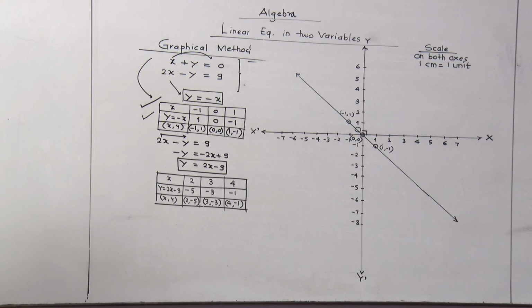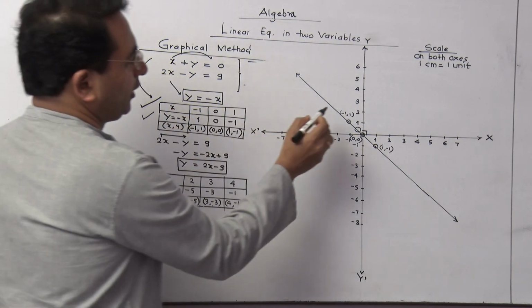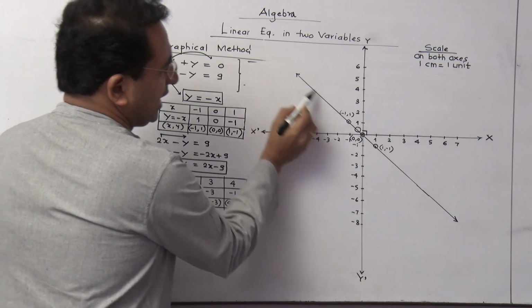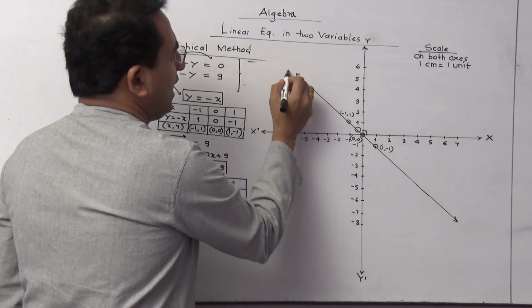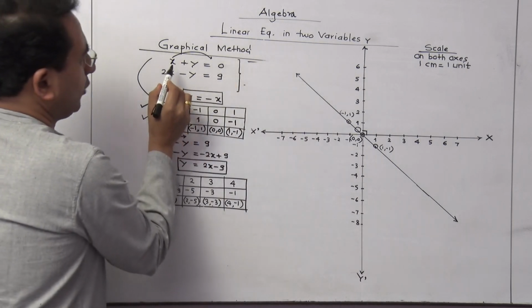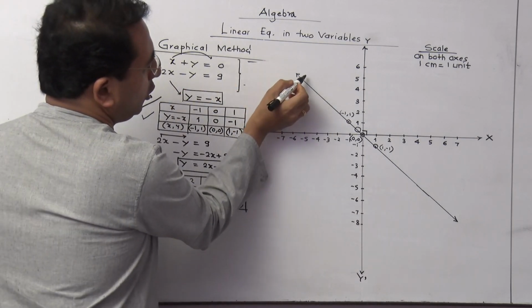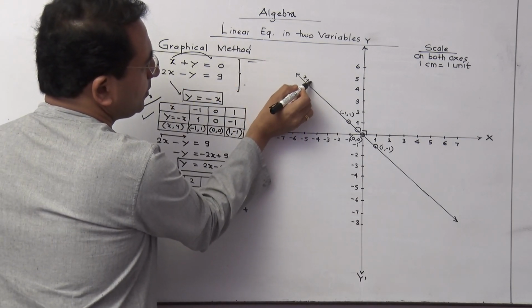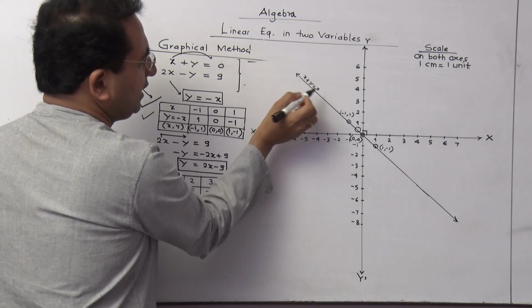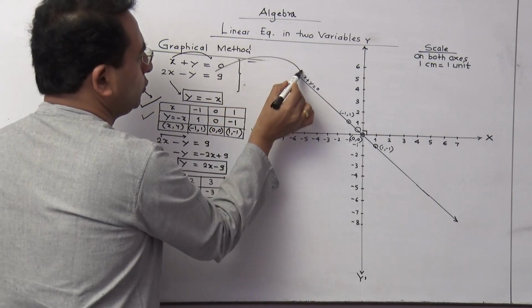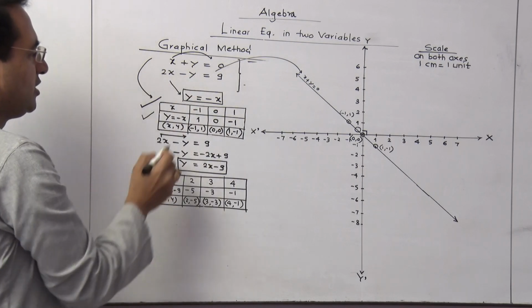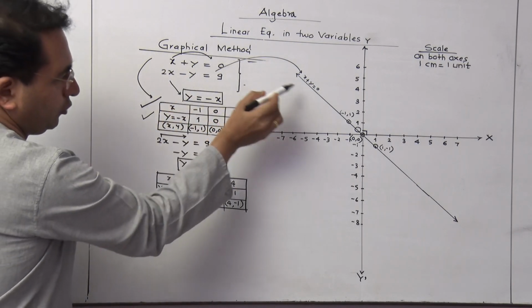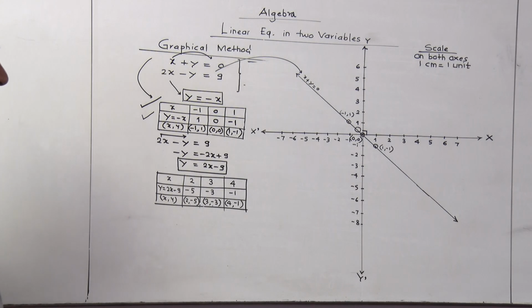Don't name the points as A, B, C and so on. You just write the coordinates. This line you are not going to name as L, M, N. You are supposed to write the equation on it: x plus y is equal to 0. Write the equation which is given to you this way. This is a converted form. Don't write that. The original equation you have to write. Is that clear to you?